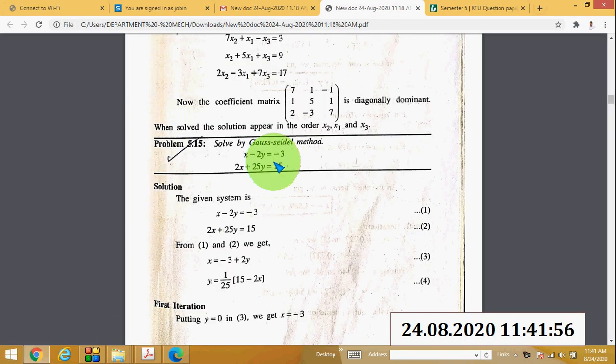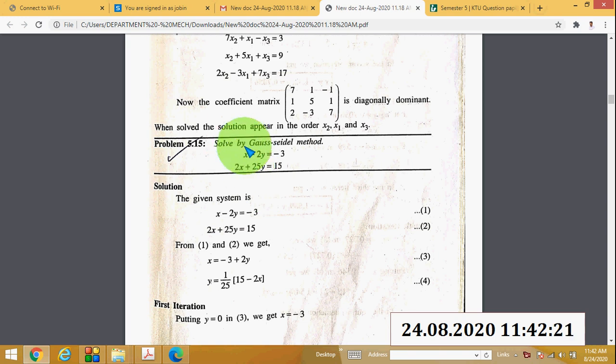Third day of computer programming and numerical methods. In the previous classes we have discussed the Gauss-Jordan method and the Gauss elimination method. Today I will explain the method called the Gauss-Seidel method. This is an iterative method, and I will explain the step-by-step procedure for solving this problem.